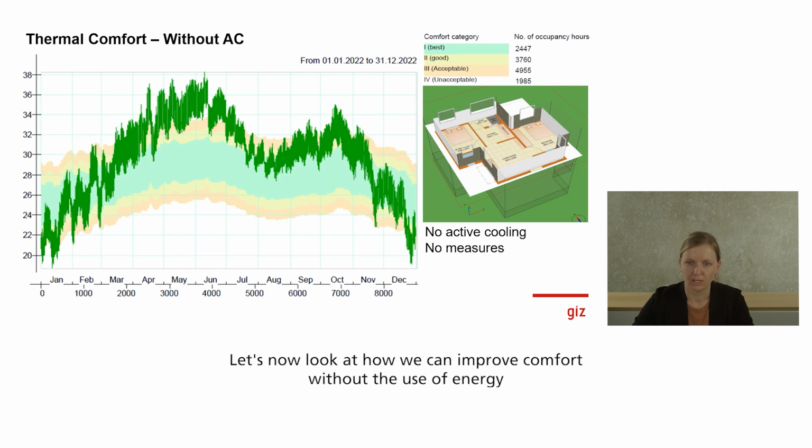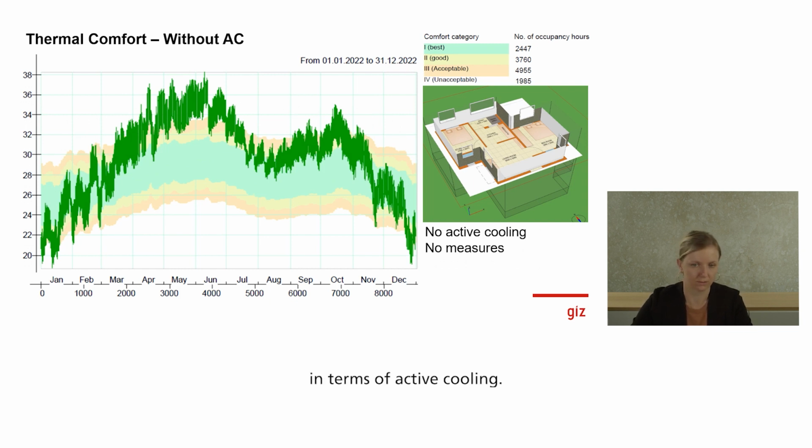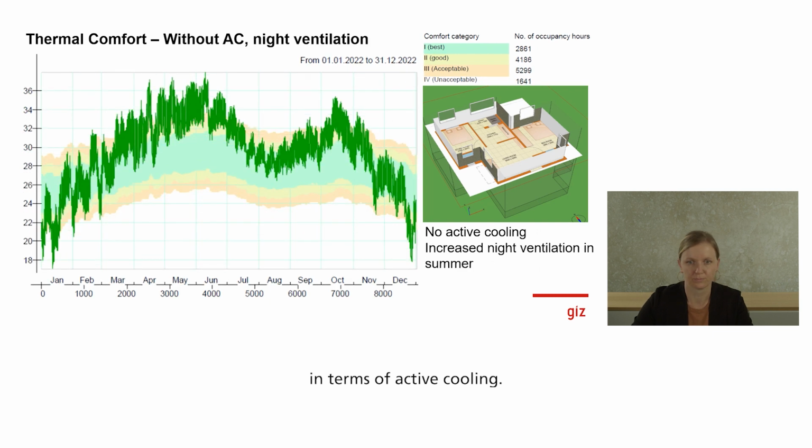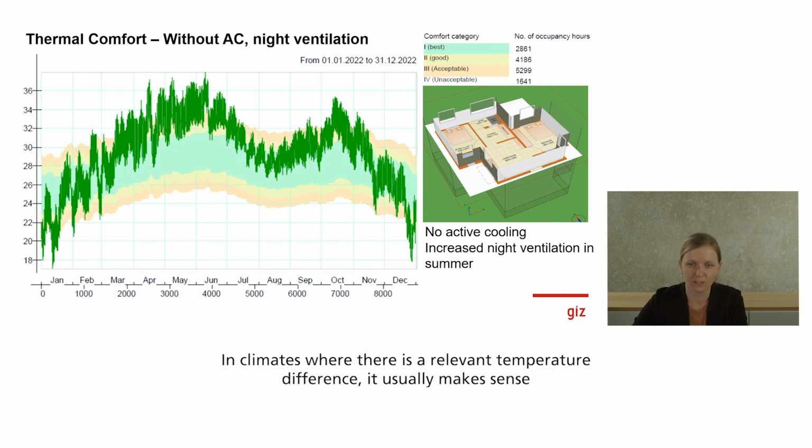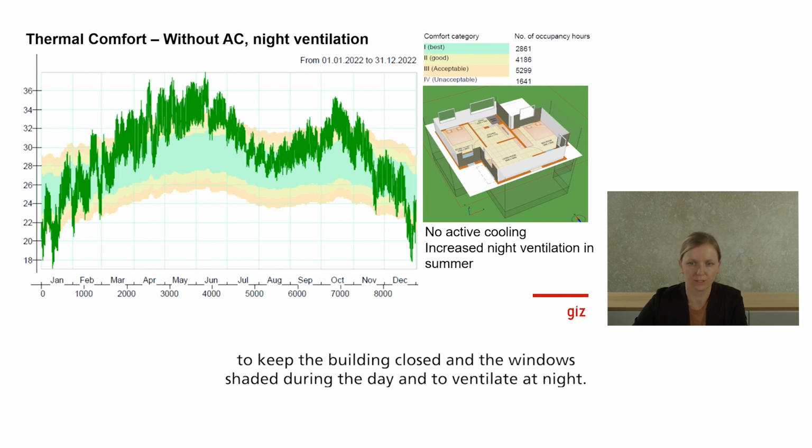Let's now look at how we can improve comfort without the use of energy-intensive active cooling. First, we want to take advantage of the temperature difference between day and night. In climates where there is a relevant temperature difference, it usually makes sense to keep the building closed and the windows shaded during the day and to ventilate at night.